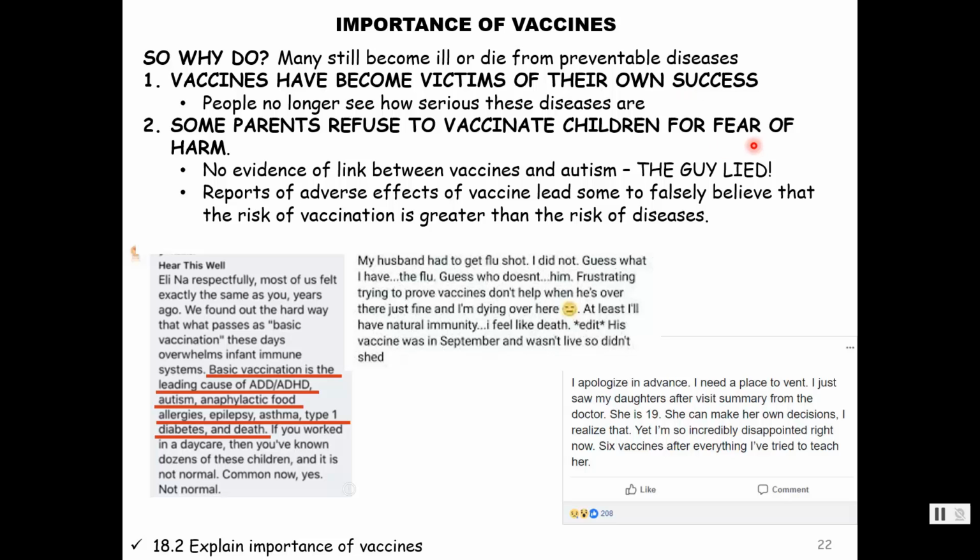Another thing, some parents refuse to vaccinate children for fear of harm. There is no evidence of a link between vaccines and autism. That was a study. The man who wrote it, the lead doctor, fabricated his data. He lied, long and short of it. It was picked up by celebrities and then publicized, and everyone believed it. Reports of adverse effects of vaccines have led some to falsely believe the risk of vaccination is greater than the risk of disease. And that's part of that. No one remembers what those diseases did, and no one knows. And there's a whole lot of chatter out there.